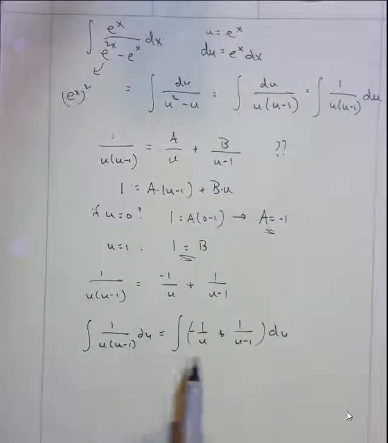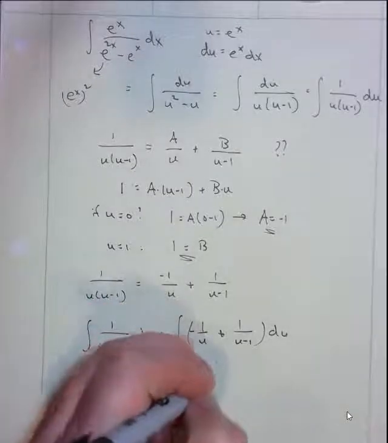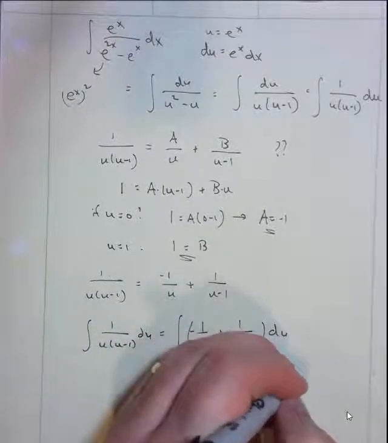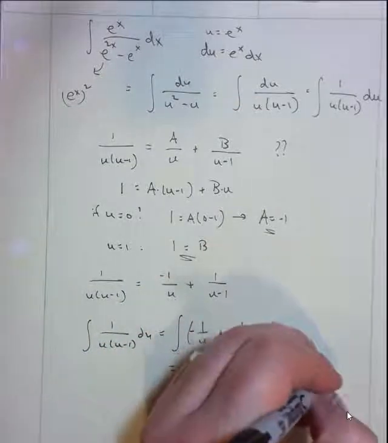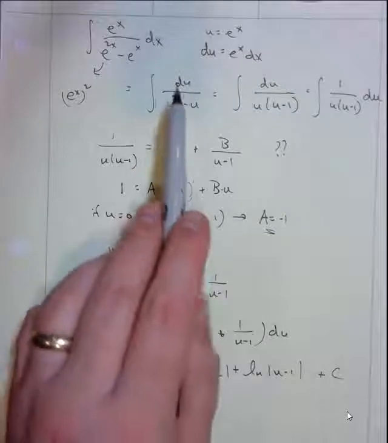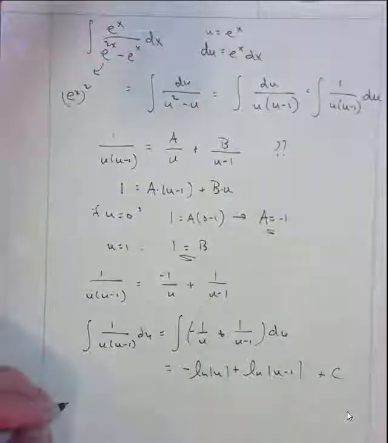Can't do it? Haha, can do it. This is negative natural log of u. This is natural log of u minus 1. And we have a big plus c. And then, don't stop, because remember, the original integral was not presented in terms of u, it was presented in terms of e to the x. And so let's put it all back together again.